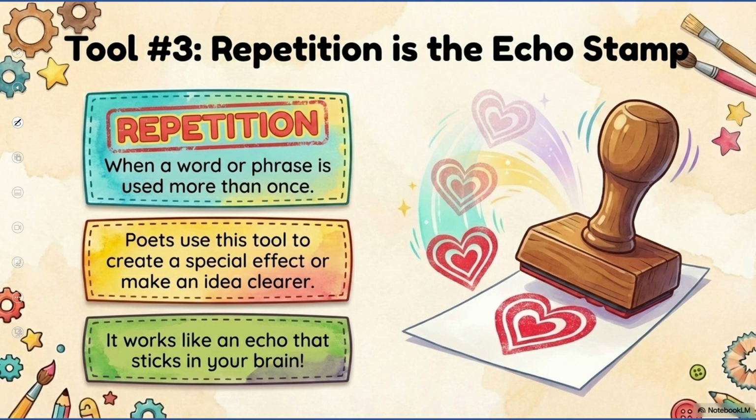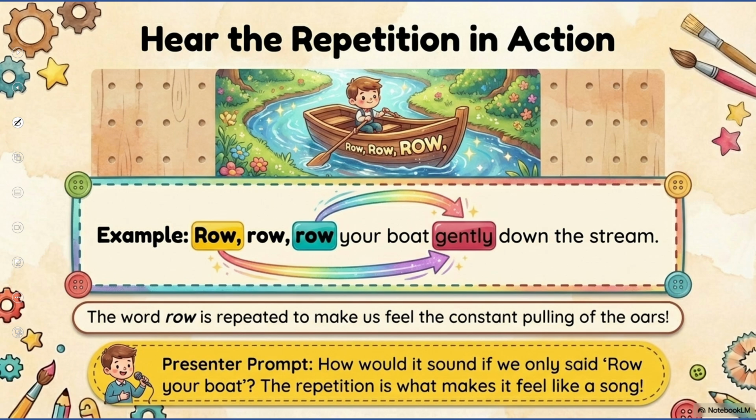The other beautiful thing or tool of a poem is the repetition of words. When you repeat words many times, it creates a special effect or makes an idea clearer. For example, can you see this picture? In this picture, row is written 3 times. Why is it written 3 times? To make us feel the constant pulling of the oars. What are the oars? These are the oars. Correct? So we use repetition of words to make a special effect, to stress that special action.